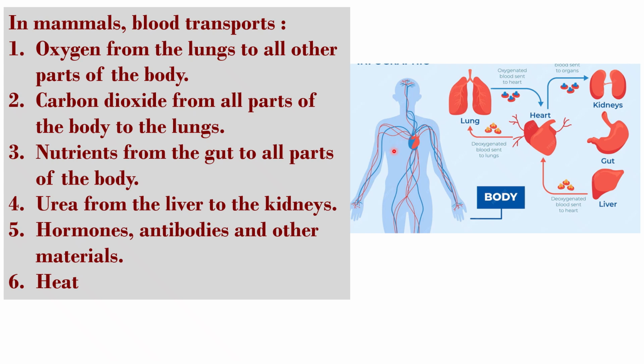The nutrients which are in the gut, which have been digested, they are also transported through blood vessels to all the parts of the body. Urea is a waste product formed inside the liver. It needs to be transported to the kidneys in order to excrete and get rid of it. So the blood carries the urea from one organ, which is the liver, to other organs, which are the kidneys.